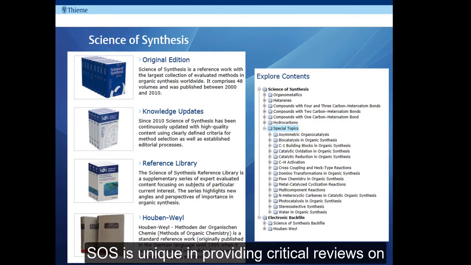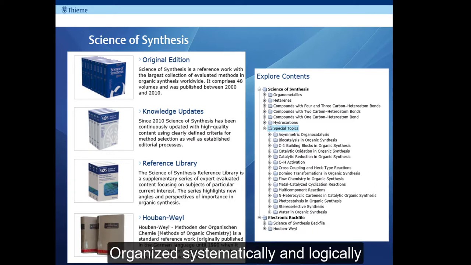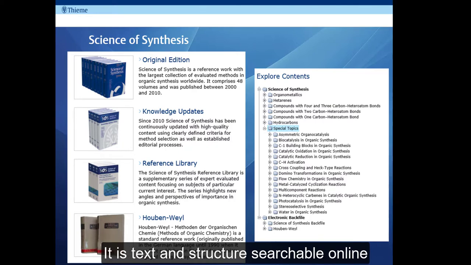Science of Synthesis is unique in that it provides critical reviews on synthetic methodology in organic and organometallic chemistry. It is organized systematically and logically based on the product, specifically the main functional group being made, and it is structure and text searchable online. Chemistry doesn't stand still though, so we are always adding new reliable synthetic methods, expanding on the scope of existing methods, adding new reagents and conditions in the Science of Synthesis knowledge updates.